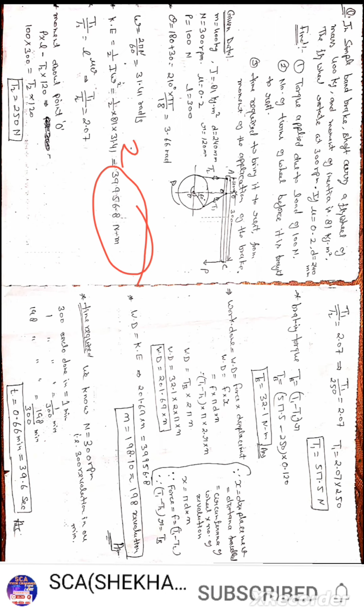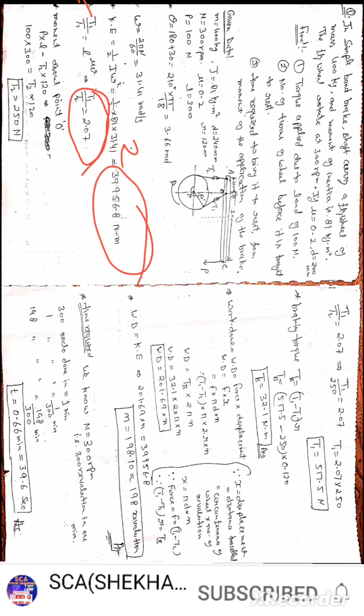Okay. Now move on. We know the limiting ratio of tensions T1 upon T2 is equal to e to the power mu theta. Putting the value of mu as 0.2 and theta as 3.66, we get the ratio of tensions T1 upon T2 as 2.7.